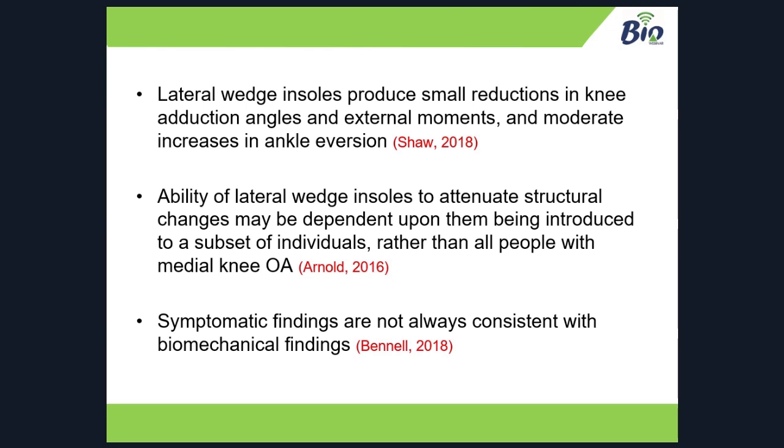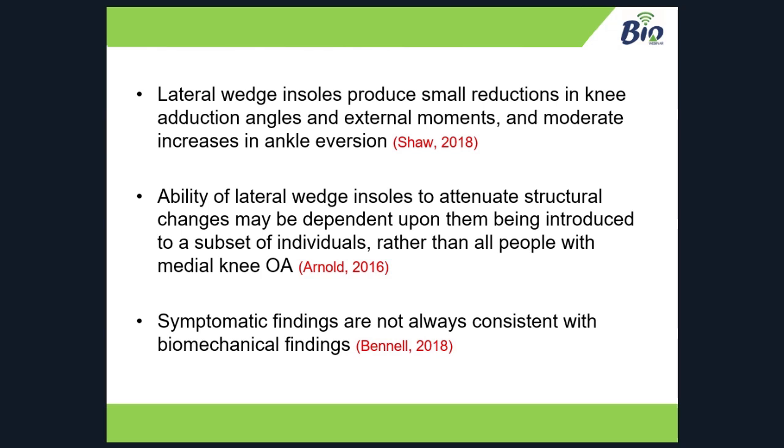Okay, so lateral wedging. Now there's a growing body of evidence out there looking at lateral wedging, and I mentioned it a bit earlier. But even that's not straightforward. So the first paper up there, Shaw, suggests that a lateral wedge insole produces small reductions in knee adduction angles and external moments, but also a moderate increase in the ankle eversion rather. And what they say is that you should add an arch support to a laterally wedged device to minimise ankle eversion and to minimise adduction moments with that.